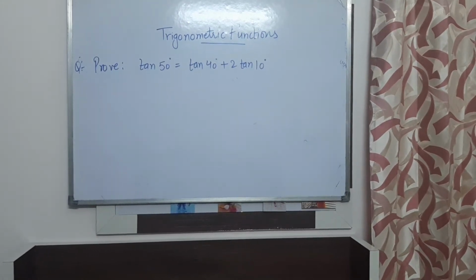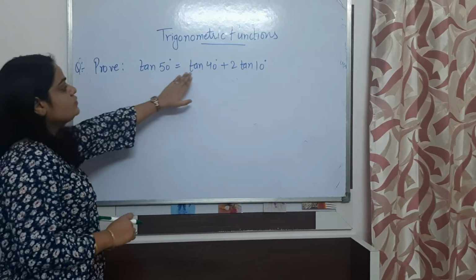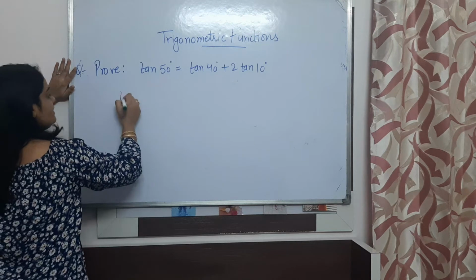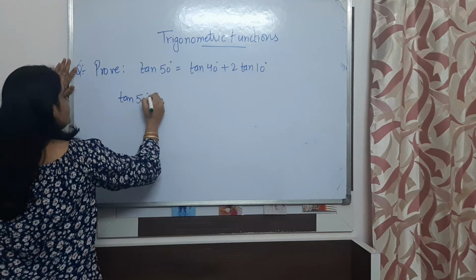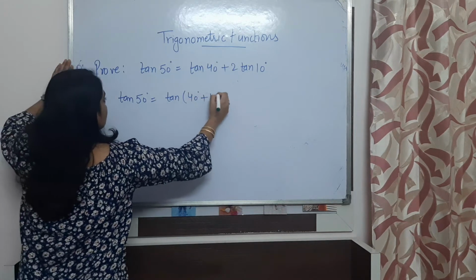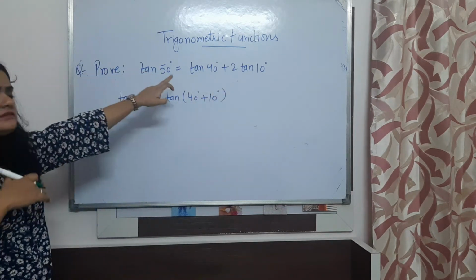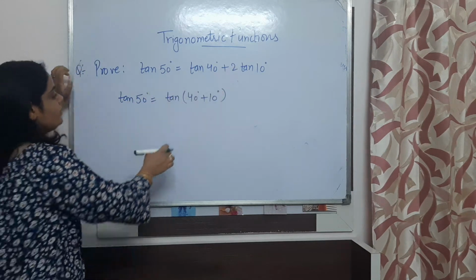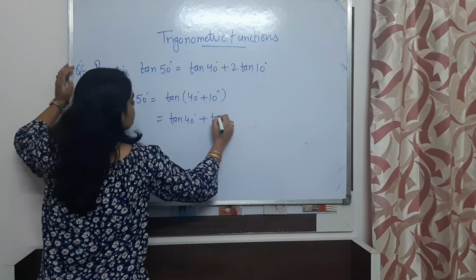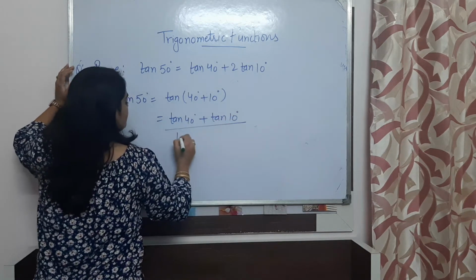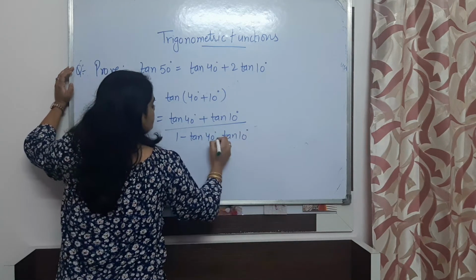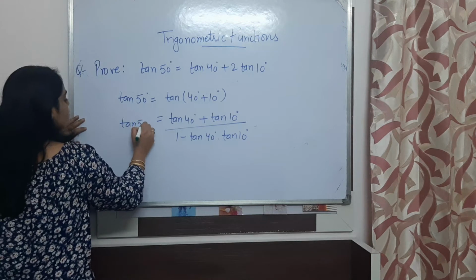Now the other question is, we need to prove tan 50 is equal to tan 40 plus 2 tan 10. Of course we need to take any one of the angles with tan, so I am taking tan 50, and after segregation it becomes tan of 40 plus 10, because these three angles are already available in the statement: 50, 40 and 10. Now here the formula for tan A plus B is applicable, which is tan A plus tan B over 1 minus tan A tan B, equal to tan 50.